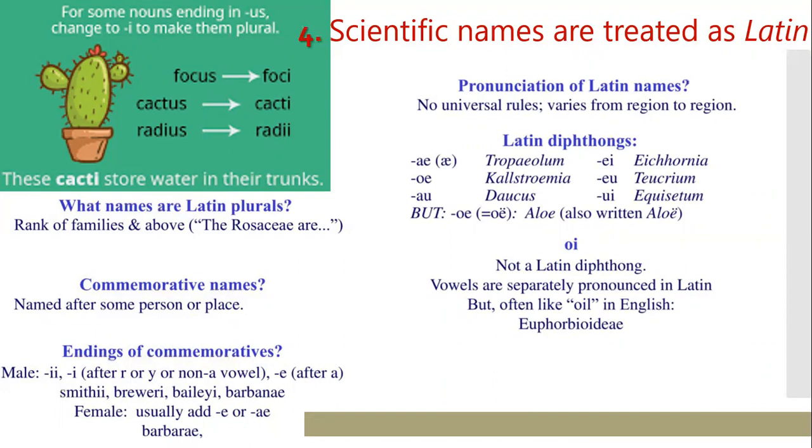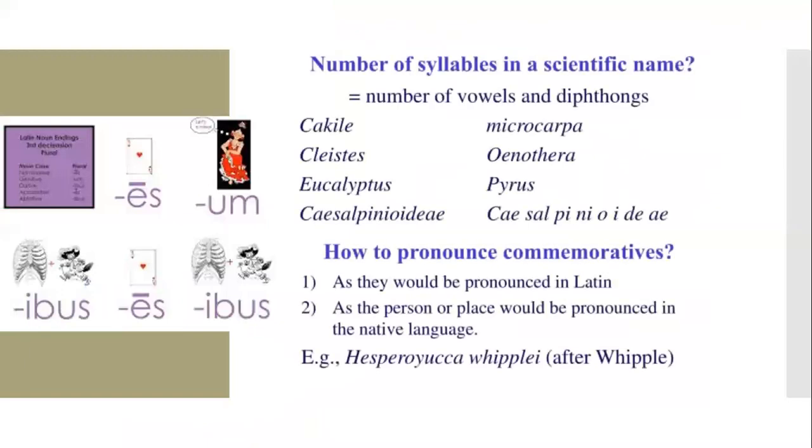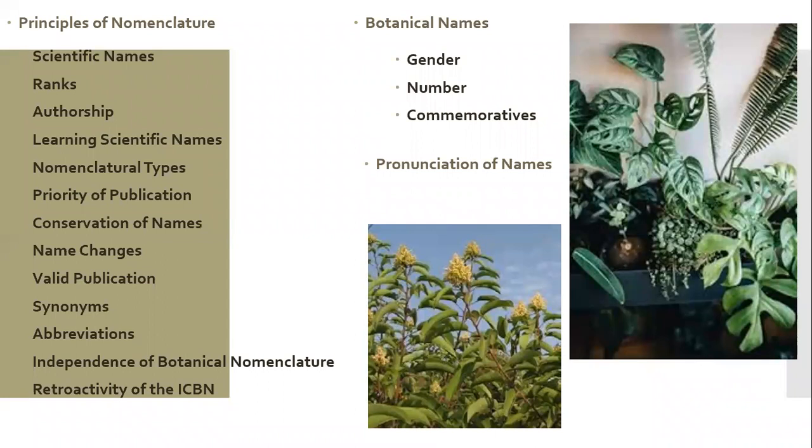Vowels are separately pronounced in Latin. There are different ways to pronounce Latin. As for the number of syllables, Latin words have as many syllables as there are vowels and diphthongs. So each syllable of a Latin word is pronounced. Thus, it is often valuable to convert scientific names to syllables in order to pronounce them properly and better memorize them. I don't know if I pronounce it right.